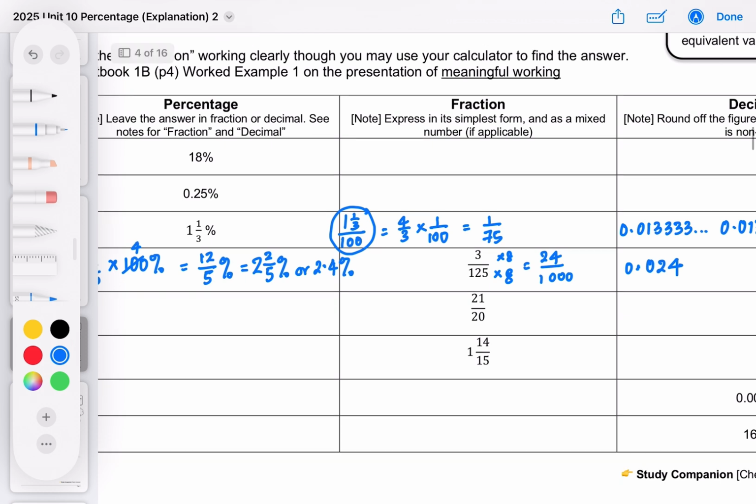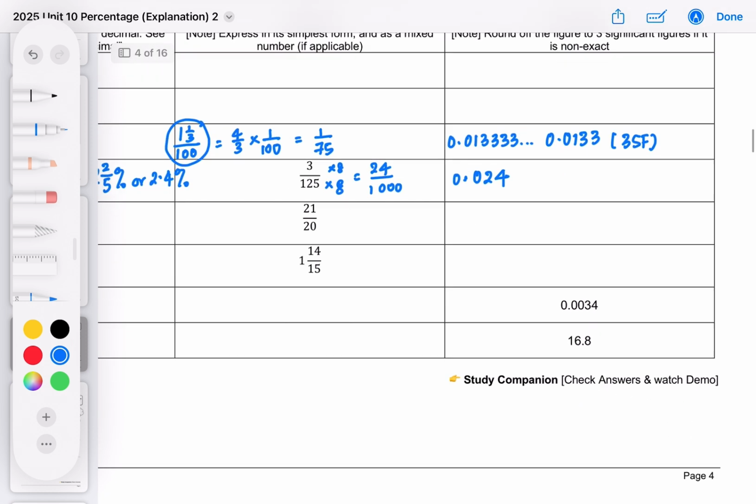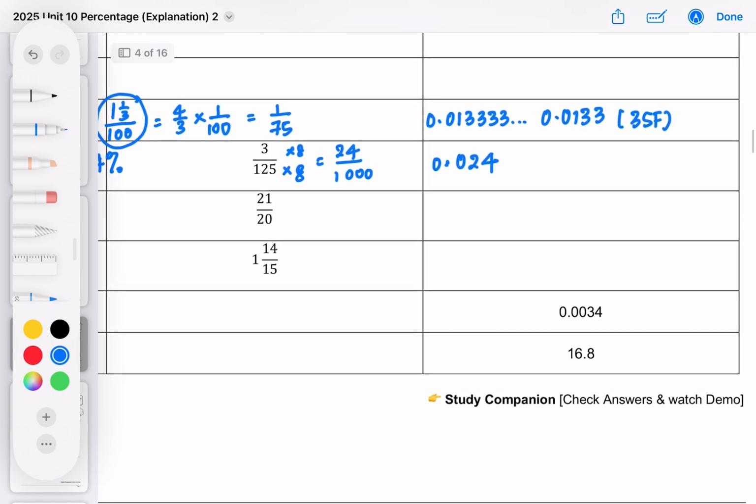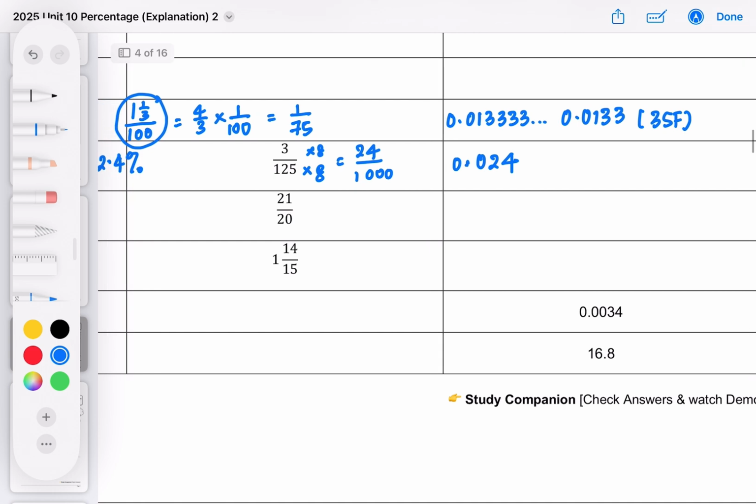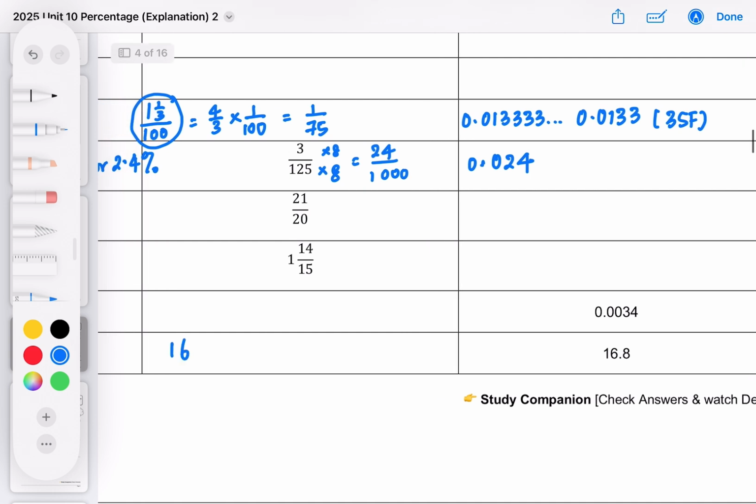Now, we have another example here, 16.8. It is a decimal given to us. So to convert it into a fraction, we simply write this and reduce it to the simplest form, and that's the answer. We leave the answer as a mixed number. Do not convert it into an improper fraction since it is a constant.